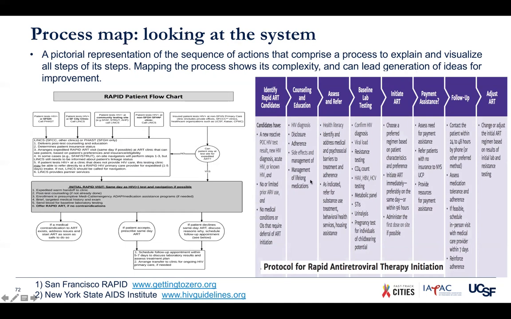Similarly, this diagram from the New York State AIDS Institute shows us the steps in rapid ART. Again: identification, counseling and education, assessment and referral, lab testing, treatment, help with payment, and then the follow-up and adjustment steps. So any of these process steps, whether in New York or San Francisco or any place else, become areas for targeting improvement.